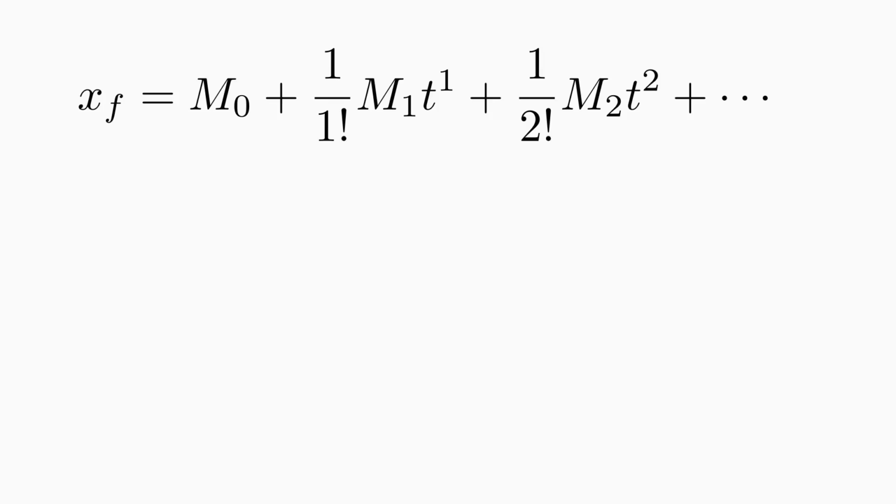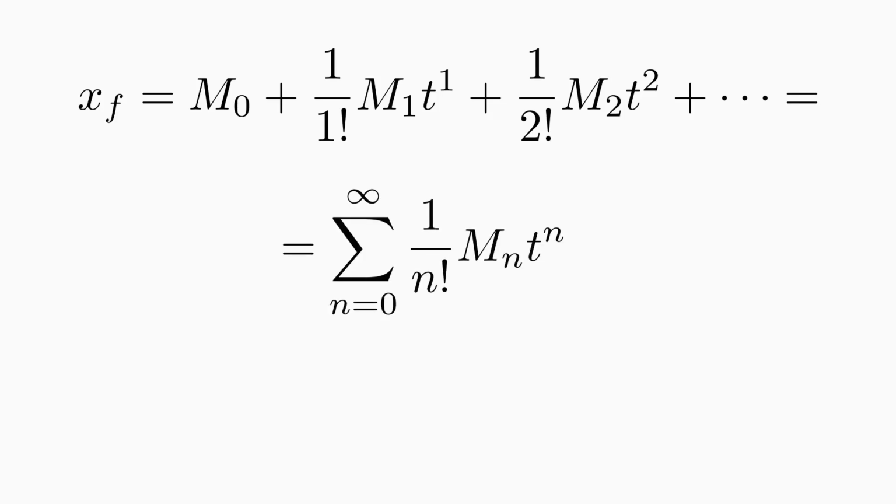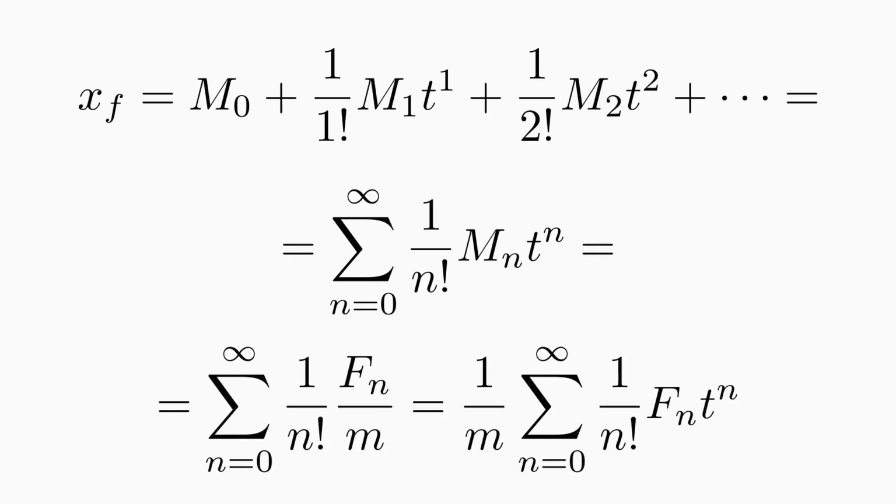So this is a generalized formula for the position of a body with many motions, or using sigma notation, this. If you don't know sigma notation, this is the same thing as what I wrote before. Sum up all of the motions of order n divided by the factorial of n times time to the n. Replacing motion with force divided by mass results in the formula for the final position as a function of the forces that act on a body, the mass of the body, and time.